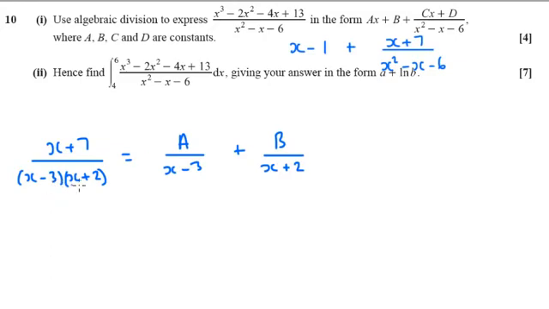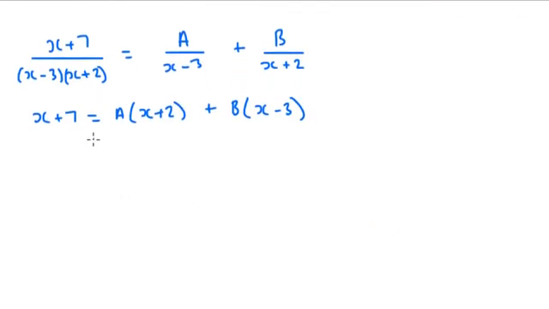We're then going to multiply both sides by the denominator to give us that x plus 7 is equal to A times the other bracket, x plus 2, because the x minus 3's will cancel, and B times x minus 3. A few methods to work out A and B here. I like to choose sensible substitutions that will make one bracket at a time disappear. So I'm going to let x equal minus 2.